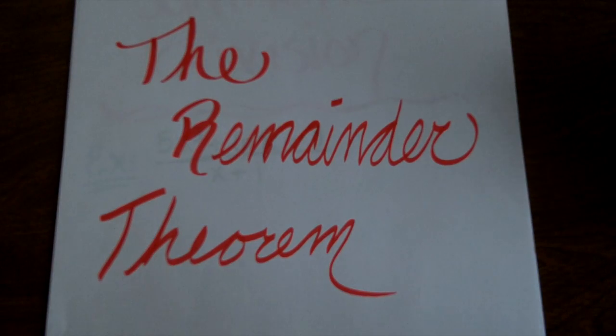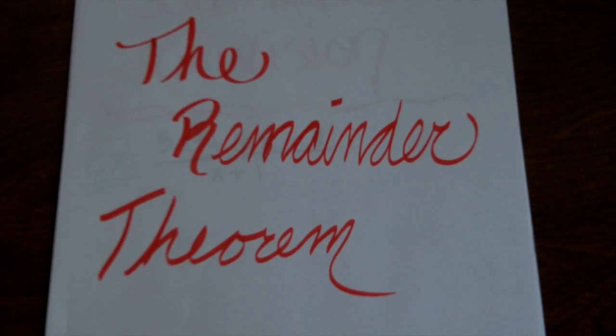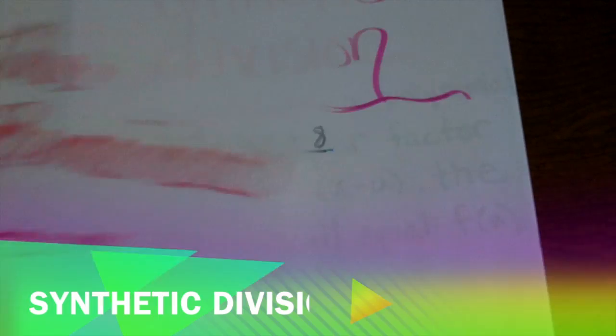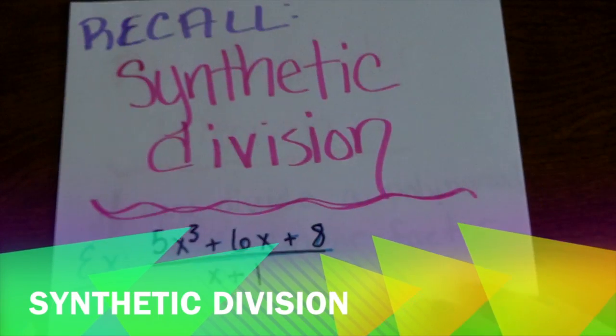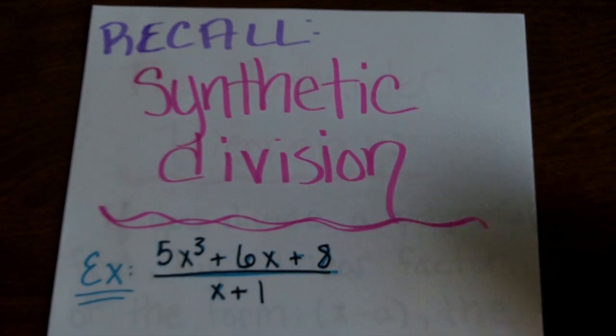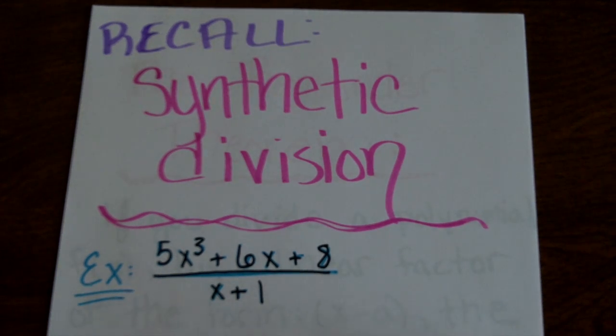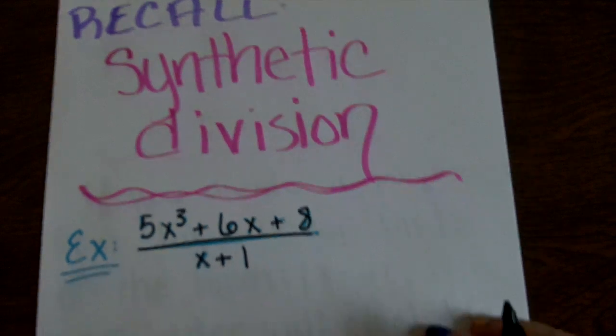Class, today's topic is the remainder theorem, but first what we're going to do is look at what we discussed last class, which is synthetic division. Let's start off with an example of 5x cubed plus 6x plus 8 over x plus 1.